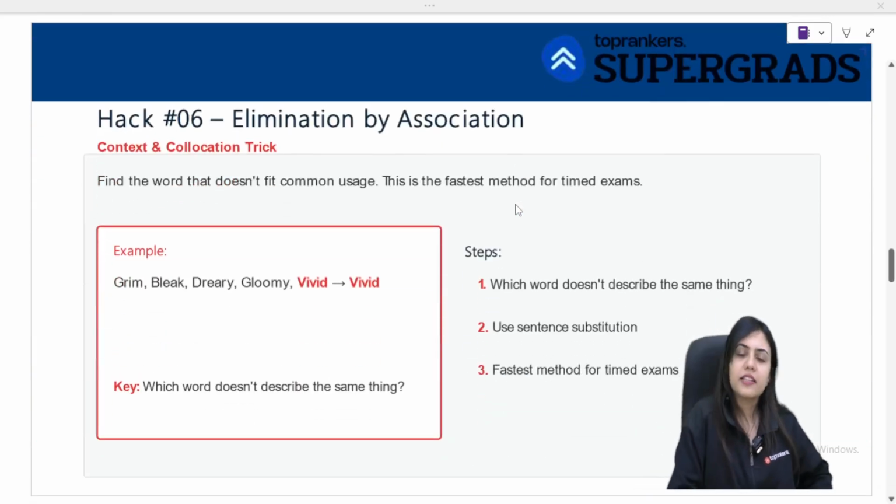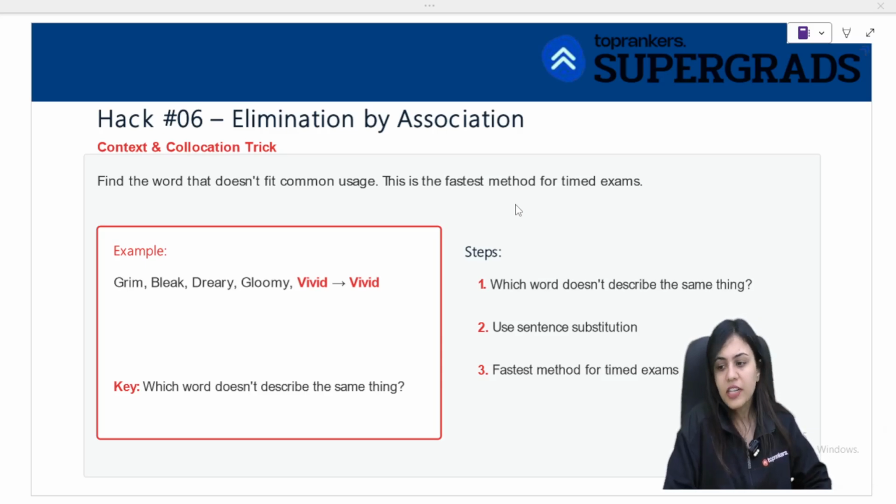The next hack is about elimination by association. That means you need to identify the context and you need to see whether the sentences are in coherence with each other. So find the word that does not really fit the common usage. And this is the fastest method for timed exams like CAT. So you can see here grim, bleak, dreary, gloomy, vivid. Now the first four words actually form a group, right? Now there's this one word, vivid, which is not really a part of this group.